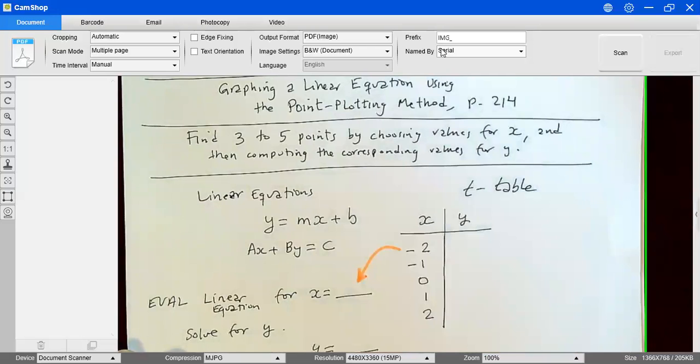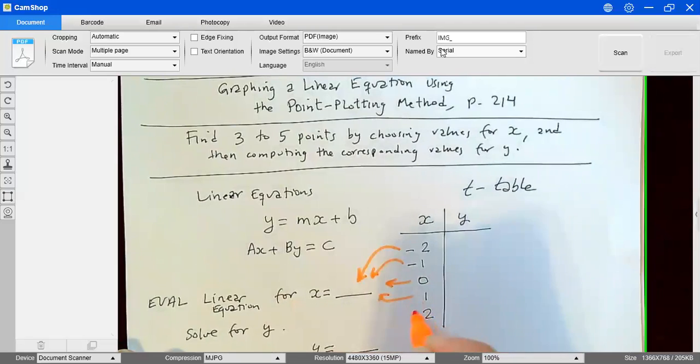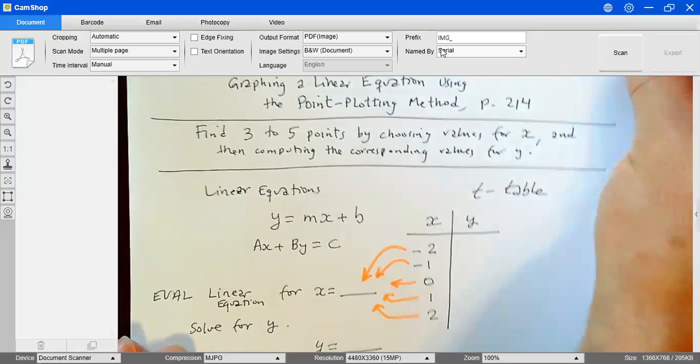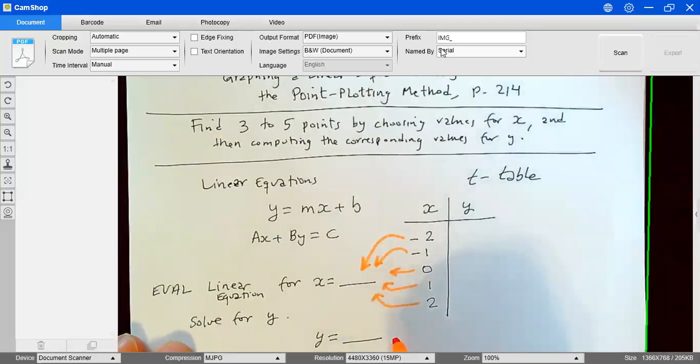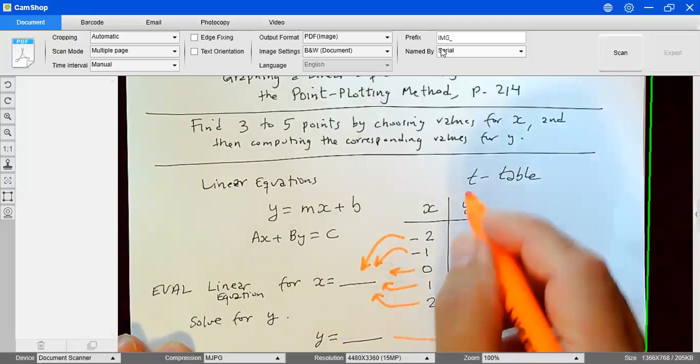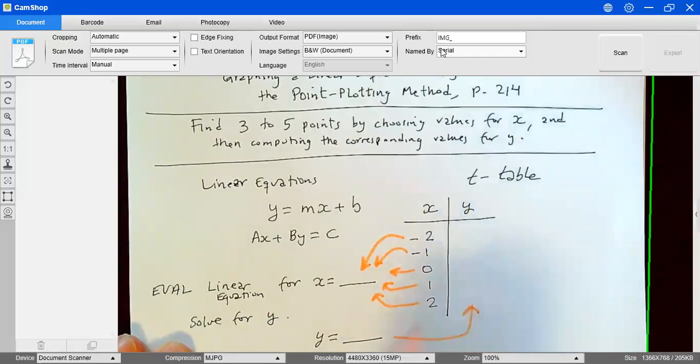So you're gonna start with -2 first, then you're gonna use -1, then 0, then 1, and then 2. So you're gonna perform 5 evaluations or 3 evaluations depending on how many values of x you decided to work on. Then once you do the evaluation, you're gonna end up with a linear equation in one variable. That variable is gonna be y, so you're gonna need to solve for y. Once you find the solution for y, then you're gonna write this value on the second column on the corresponding row, depending on what value of x you are working on.